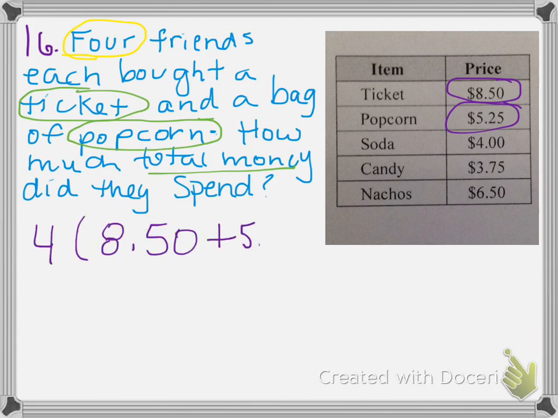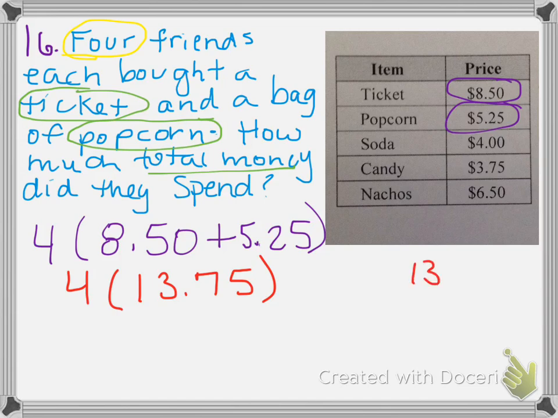So we also had 4 friends, and they want to know how much total money we spent. So we have the 4 times the $8.50 plus the $5.25, because that's the ticket and the popcorn, and then we multiply all of that by 4. So let's go ahead and combine those like terms. We get $13.75 inside the parentheses, so that means we're going to multiply $13.75 times 4.